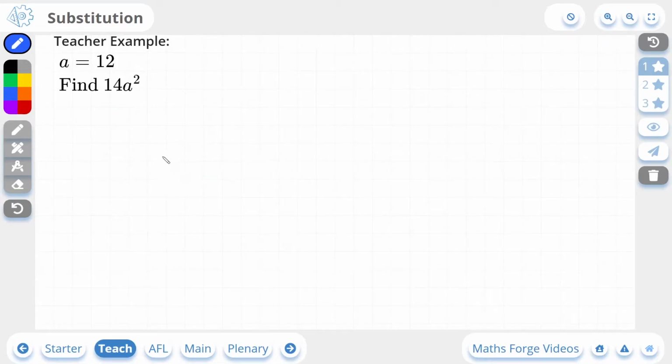We'll do another 1-star example. We're being told that a is equal to 12. So now we have to find 14a squared. So this is going to be 14 multiplied by a squared. But then a can be replaced with 12. So it's going to be 14 times 12 squared.